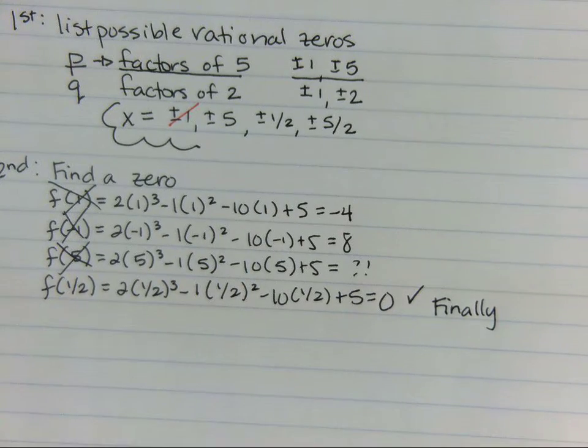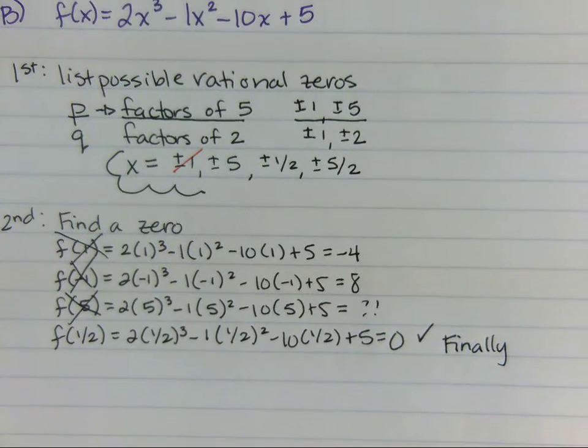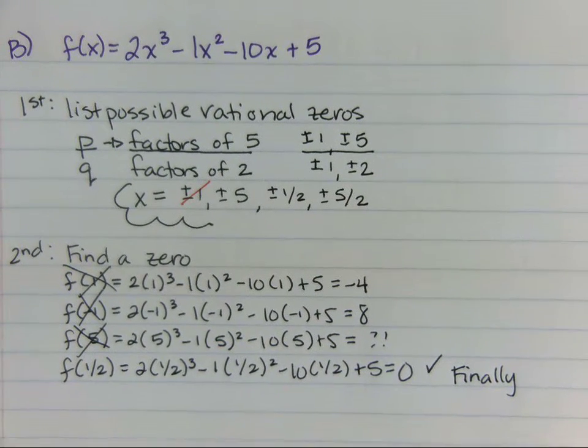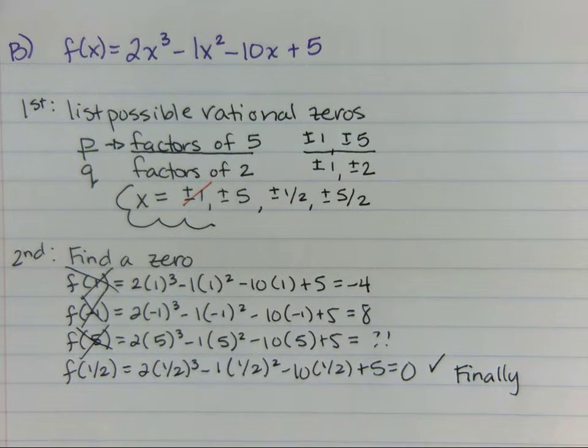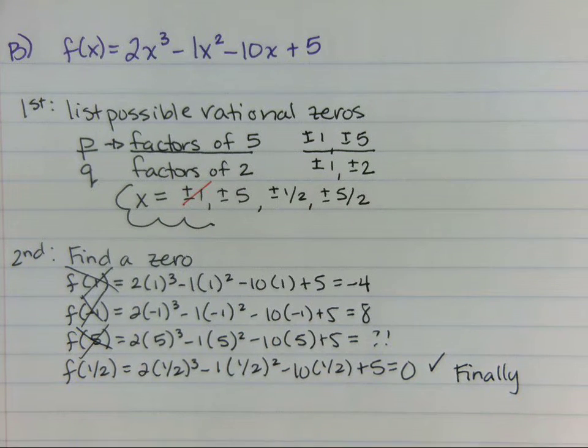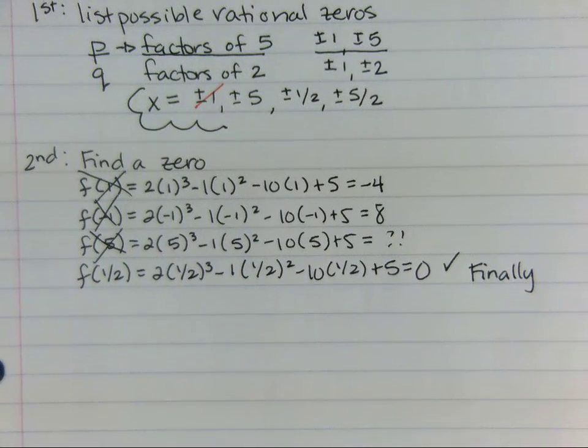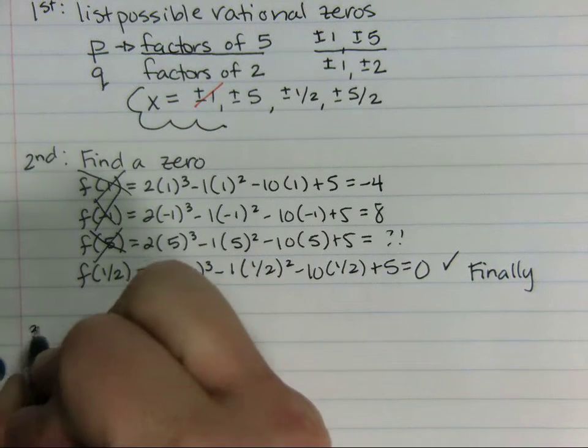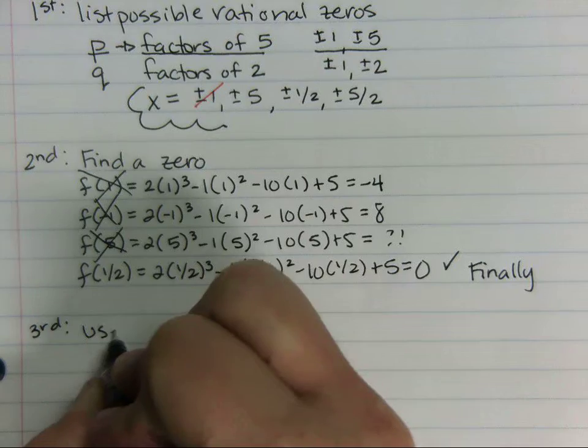All right, so I'm getting kind of tired of it. So finally I found something. You have to keep going through the list. And like I said, once you find ones that aren't working, just pick one. Now that you've got one that works, now you're going to use your synthetic division.